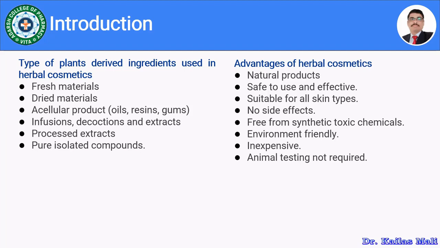We are trying to prepare these cosmetics with the help of herbs only, isn't it? Take the example of beeswax. Whether it is synthetic or natural, it is natural. Yes, it is collected from the honeycomb, isn't it? It has a natural source. If we are using beeswax to prepare the cold cream, it becomes natural, right? Then all these herbal cosmetics are environment friendly, inexpensive, and animal testing is not required. So these are some of the advantages of herbal cosmetics.